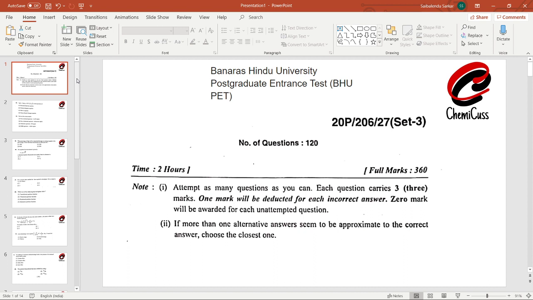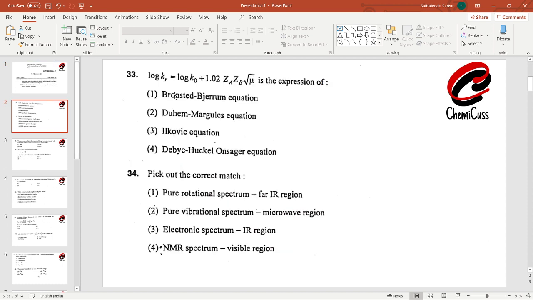So first we are starting with the physical chemistry question. As you can see here, we have to tell the name of this expression. Now this is kr, that means the rate constant here, and this k0 is also a rate constant, and zA and zB are the ionic valencies or the charges of the cation and anion, and this under root mu is called the ionic strength.